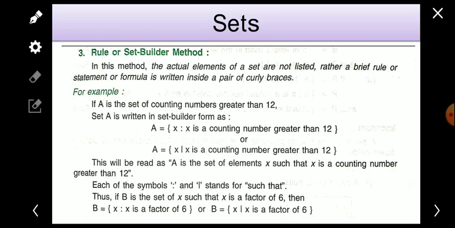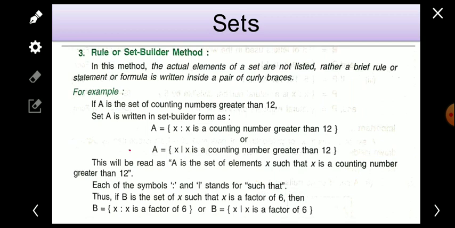Here we'll write that set A is written in the set builder form like this: A is equal to curly bracket, then x, and this symbol, then x is a counting number greater than 12. Or in place of this symbol we can put this symbol also, and these two symbols are read as "such that".